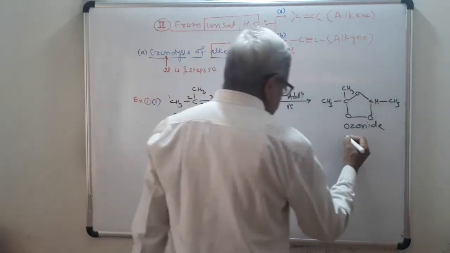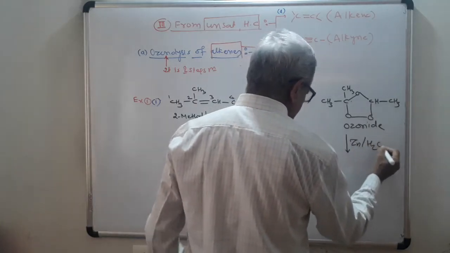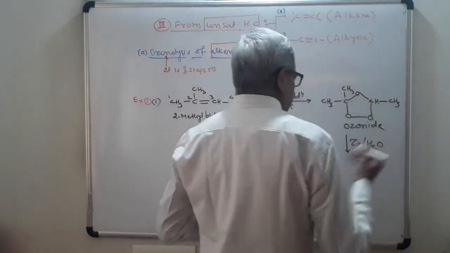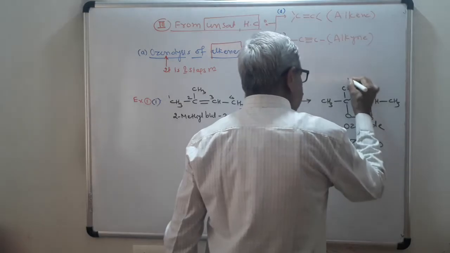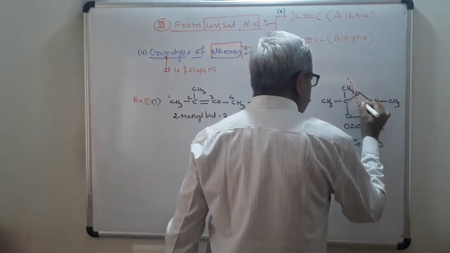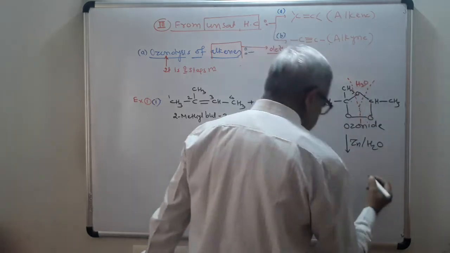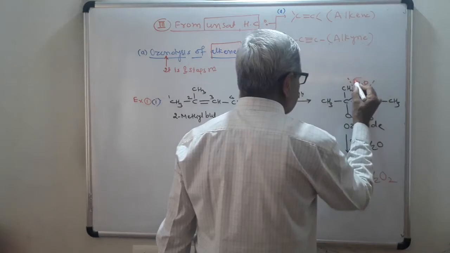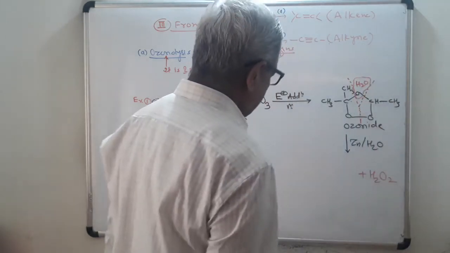Second step, it is treated with zinc and water. See, addition of the zinc and water will take place. During this reaction, the oxygen bond will be broken. This carbon-oxygen bond is broken. Also this carbon-oxygen bond will be broken, and you will add H2O, and you will get hydrogen peroxide by using this one. Hydrogen peroxide.